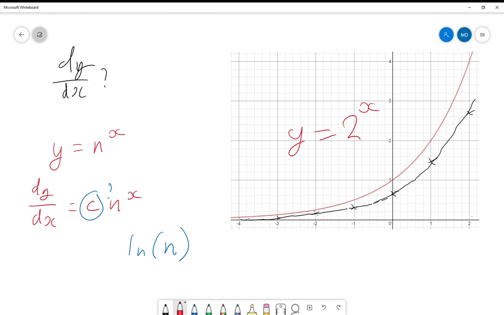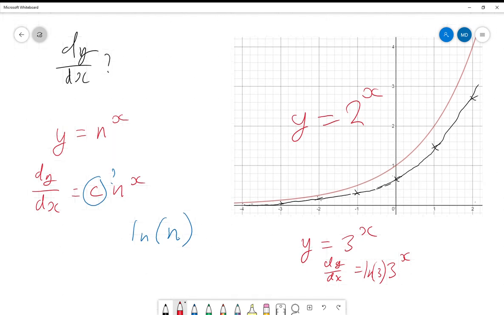So every exponential curve differentiates to itself multiplied by some multiple. Let's say I had y equals 3 to the x, then dy by dx would be equal to still 3 to the x, but with this appropriate multiple in front, which is the natural log of 3. And that's all there is to it. It's a very, very simple rule with one key point.